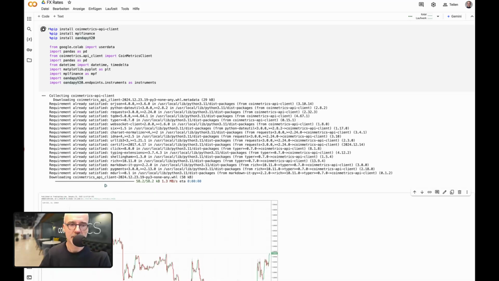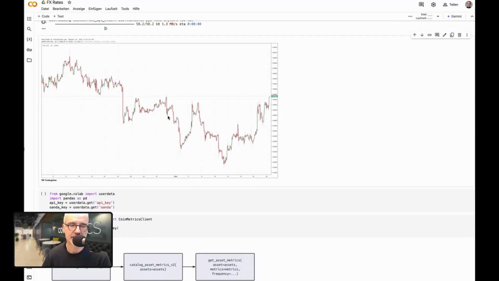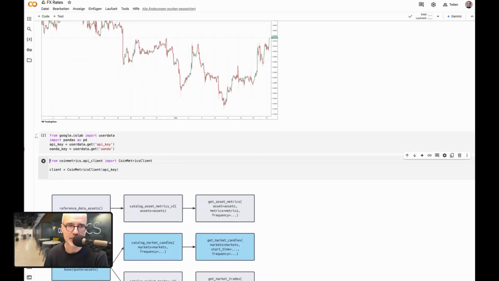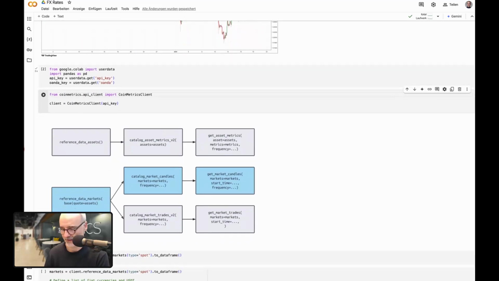So here you see a chart of currency rate Euro USD over the last few weeks. And you wonder whether the currencies that are traded on crypto exchanges actually offer a good, fair price and an efficient market. And so in order to answer this, we will use the Coinmetrics API client to obtain data from different fiat markets, pick one, and then compare it to the OANDA data.